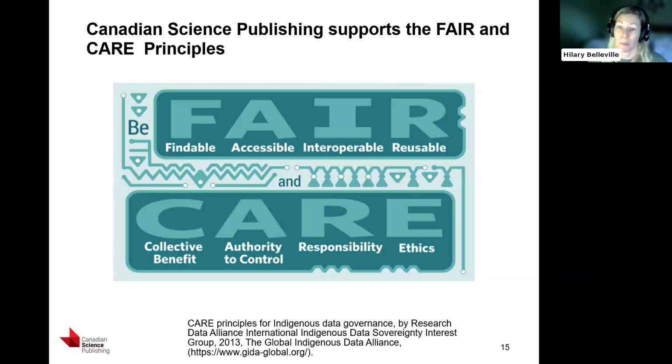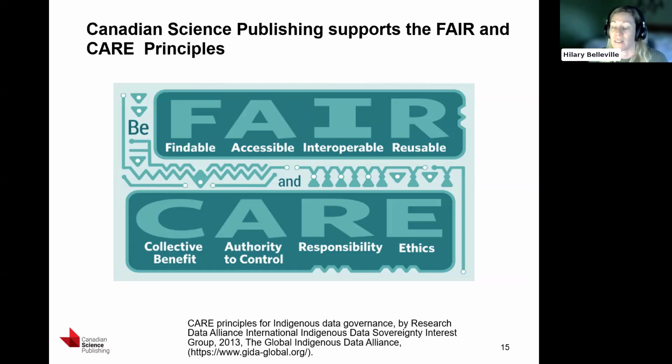Additionally, at CSP, we support the FAIR principles for all papers that report data. These guidelines, which were published in 2016, aim to improve findability, accessibility, interoperability, and reuse of digital assets. We also support the CARE principles for Indigenous data governance, which are often relevant to research published in our journals. These were developed by the Global Indigenous Data Alliance to complement the FAIR principles.